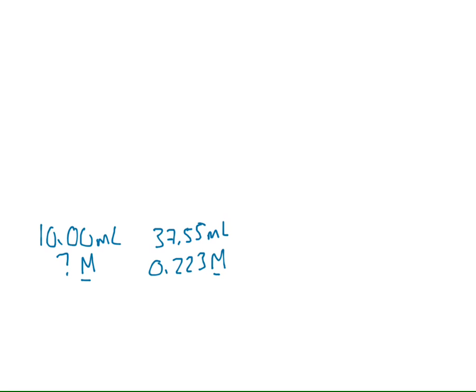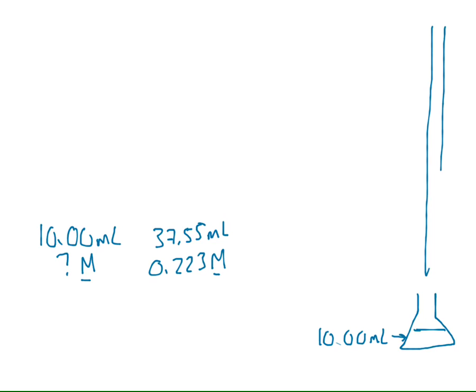So, what this says is I have a flask over here, and in that flask I have put in 10.00 milliliters of my acid, right? So it's saying, then we took a big burette and we filled it up with 0.223 molar base. What was the base? Was it NaOH? Okay, NaOH. So I started out up here at 0 milliliters, and I added it in.